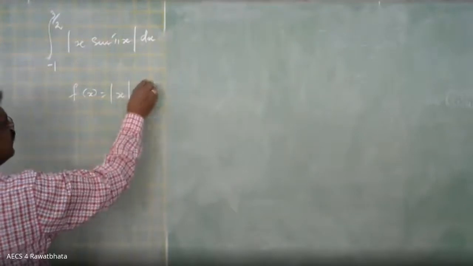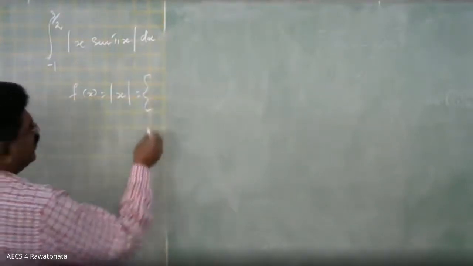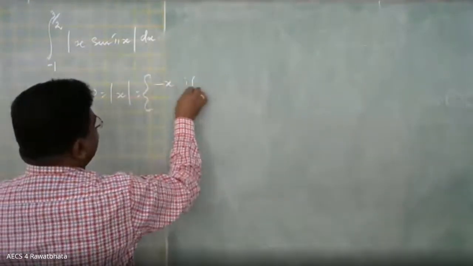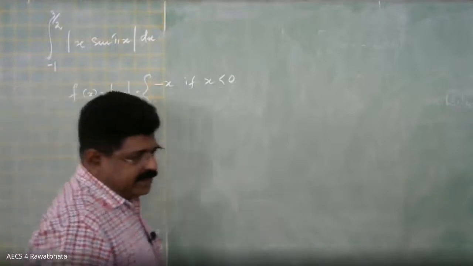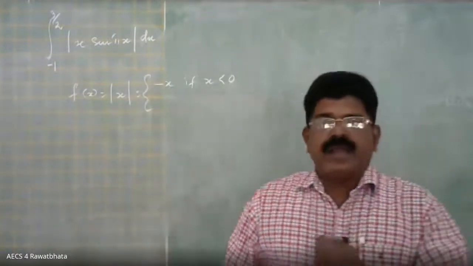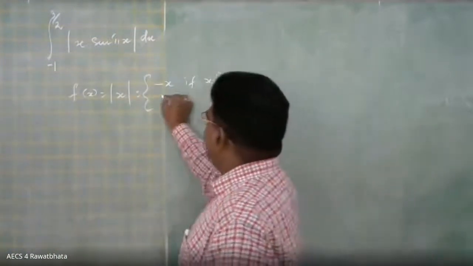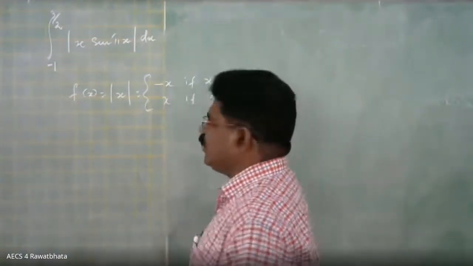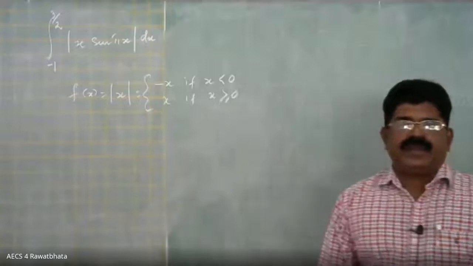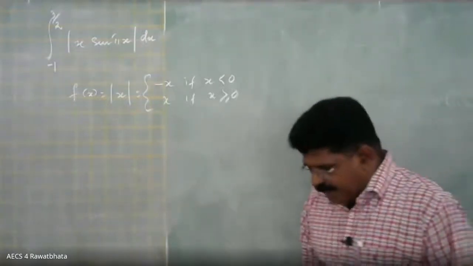The f of x is modulus of x. That you have seen: minus x if x is less than 0 (less than or equal to 0 is also okay, there is no change), and x if x is greater than or equal to 0. Correct? So now let us come.